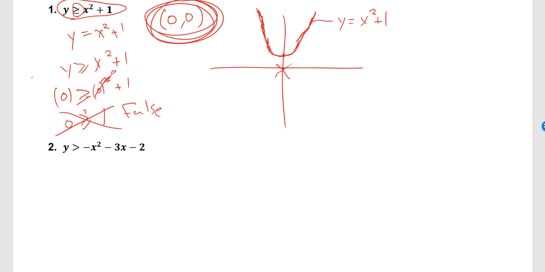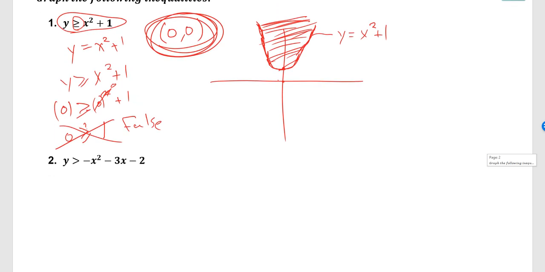What is part of the solution? The inside. So the solution is whatever's on the inside. So I'm just going to shade the inside of the parabola. And this is my solution. Okay, this is my solution space.